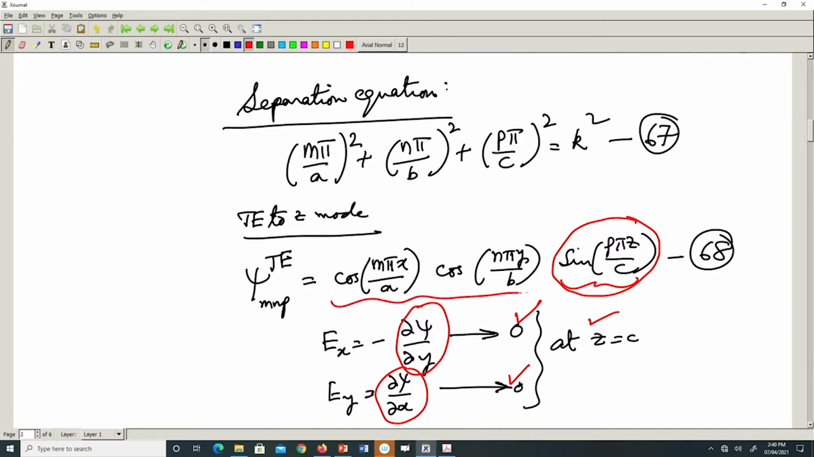Similarly, the other two potential functions are unaffected, because at x equal to 0, x equal to a, y equal to 0, and y equal to b, the boundary conditions for the rectangular cavity resonator are the same as those of the rectangular waveguide.